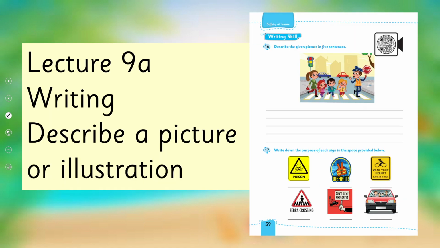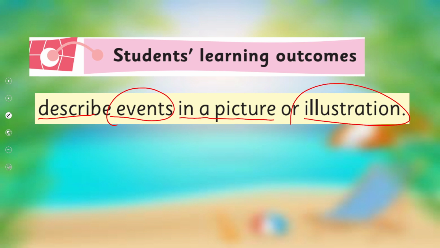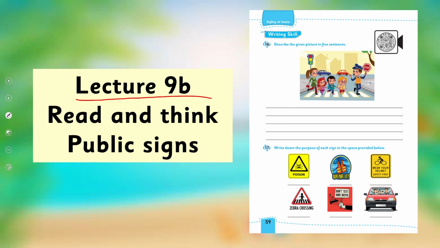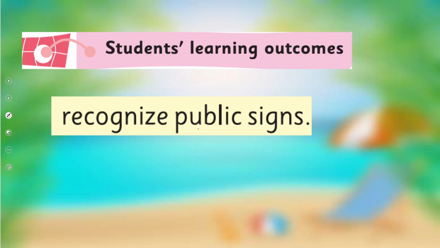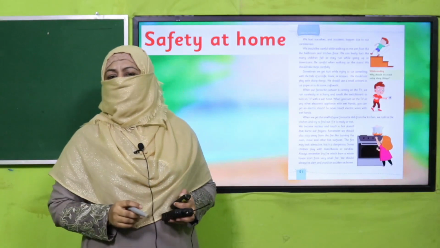Lecture 9A, under the title of Writing, we'll learn to describe a picture or illustration and we'll cover the SLO. Describe events in a picture or illustration. And Lecture 9B, under the title of Read and Think, we'll learn to read public signs and we'll cover the SLO to recognize public signs. That's it about the SLO-based lecture division of this unit.